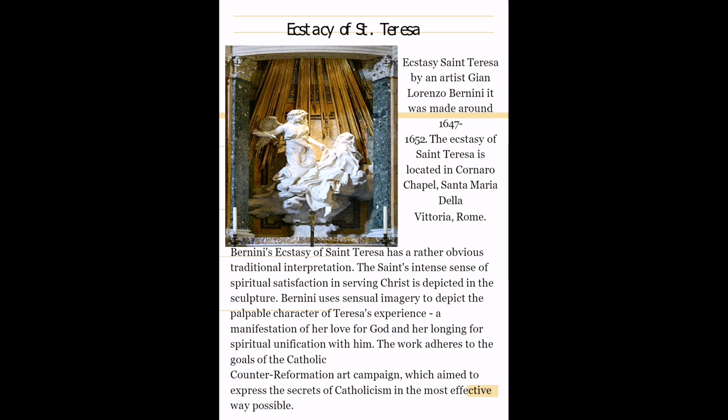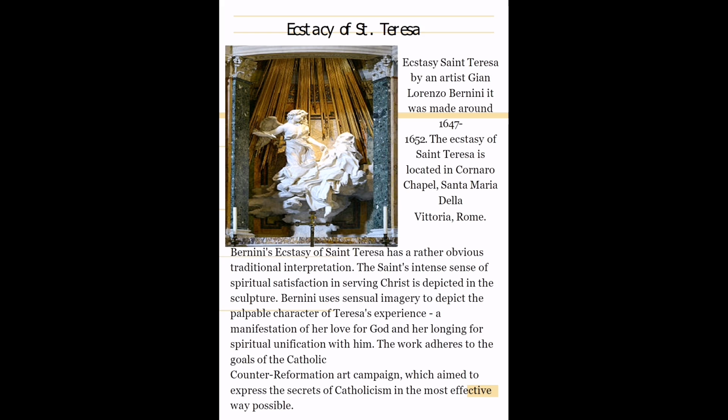Ecstasy of Saint Teresa by the artist Gian Lorenzo Bernini. It was made around 1647 to 1652. The Ecstasy of Saint Teresa is located in Cornaro Chapel, Santa Maria della Vittoria, Rome.